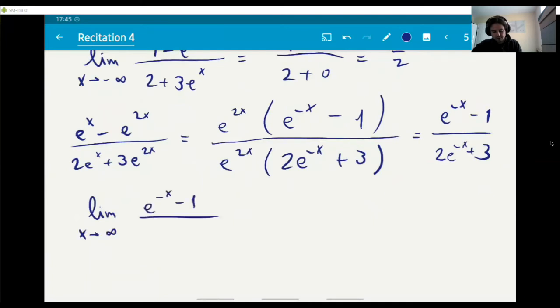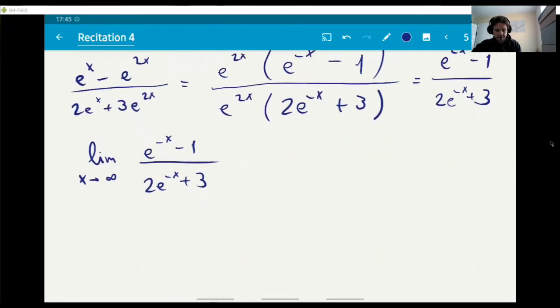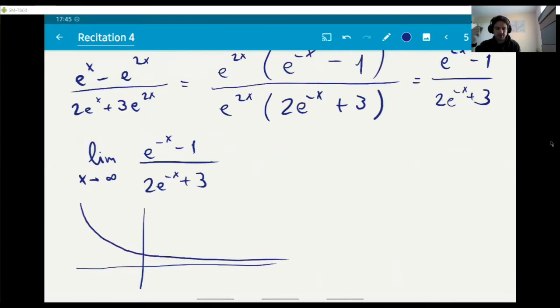What is this limit? Well, where does e to the minus x go as x goes to plus infinity? What is the graph of e to the minus x? If e to the x looked like what I just drew, e to the minus x just reflects that around the y-axis. This is e to the minus x. The limit at plus infinity is 0. So this gives you a minus 1/3.